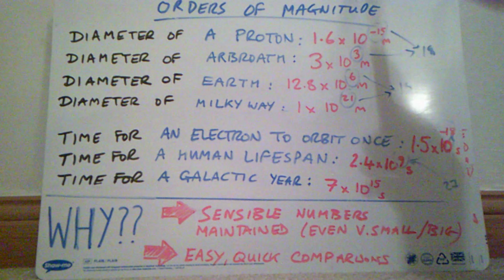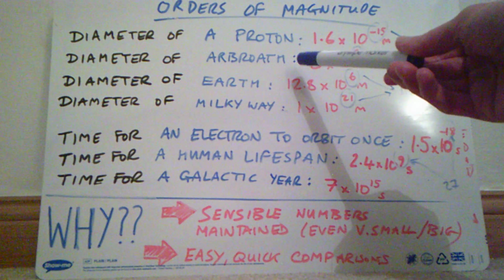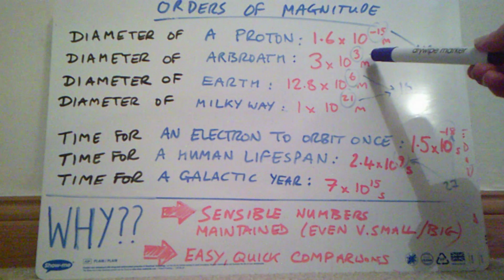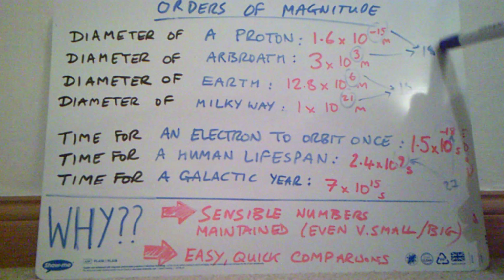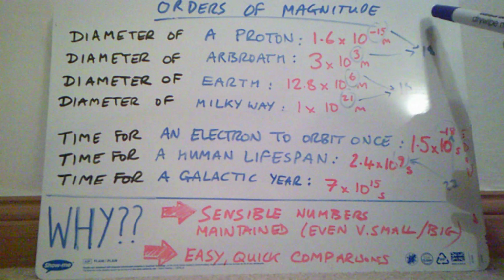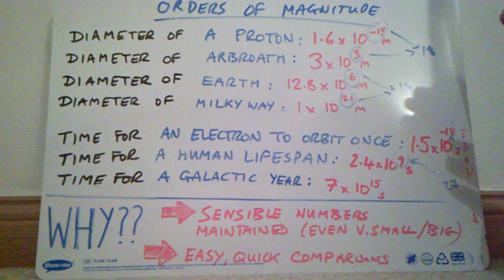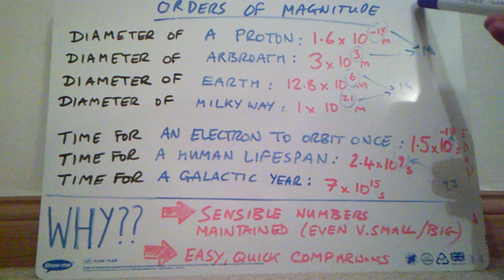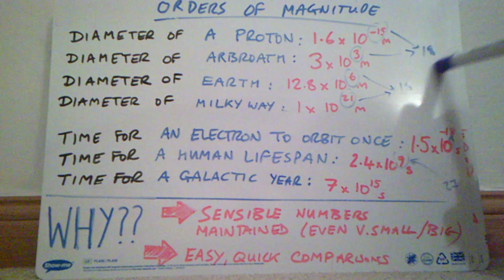Magnitude means size. So for example, the diameter of a proton is 1.6 times 10 to the negative 15 meters. The diameter of our bro is 3 times 10 to the power 3 meters. Now between 3 and minus 15, that's 18 steps, isn't it? Think of a number line. So the diameter of our bro is 18 orders of magnitude bigger than the diameter of a proton. So think of a number line and just do the bigger number minus the smaller number. In this case it would be 3 minus negative 15, which is 3 plus 15, which is 18 orders of magnitude.